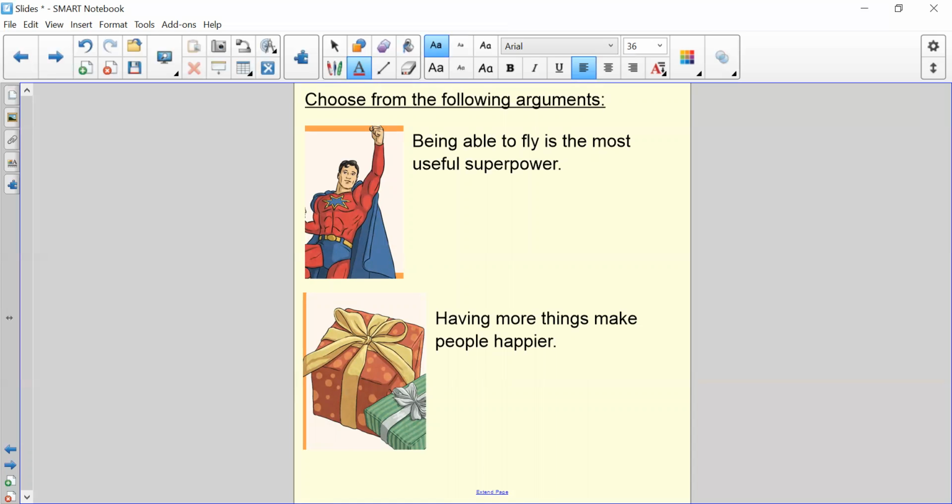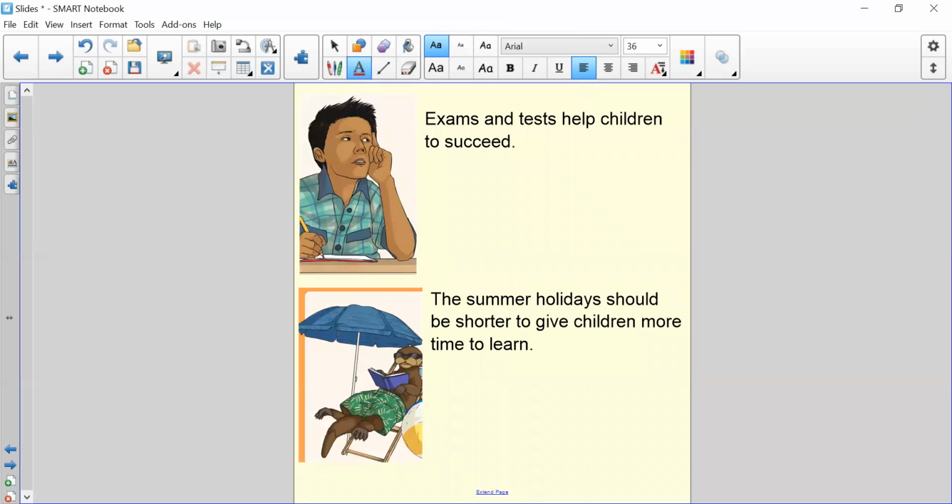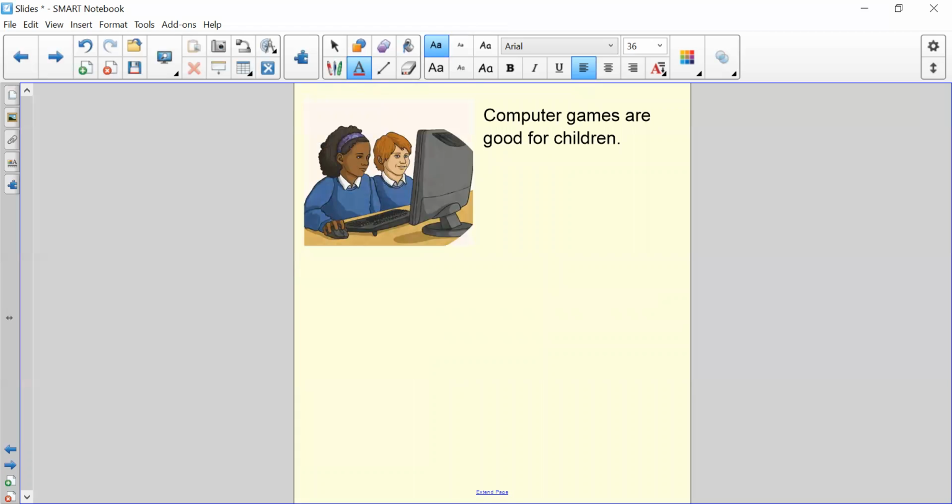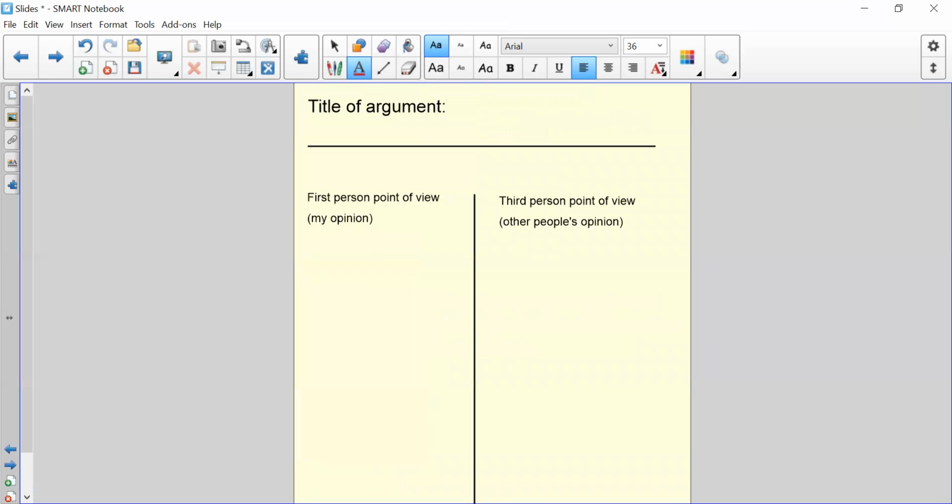If you choose mild and you're finding this quite tricky, just choose one and try and write your own opinion and other people's opinion using the first and third person language. So you've got being able to fly is the most useful superpower, which you need to think about both sides of that argument. Having more things makes people happier. So for and against that argument. Exams and tests help children to succeed. So again, your opinion and other people's opinion. The summer holidays should be shorter to give children more time to learn. Again, your own opinion and other people's opinion. Computer games are good for children. So again, you need to record your own opinion and other people's opinion.